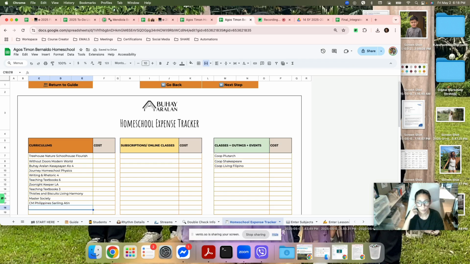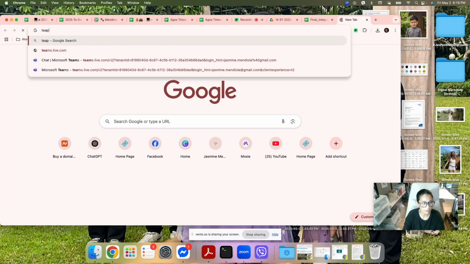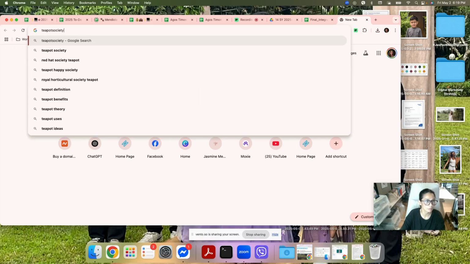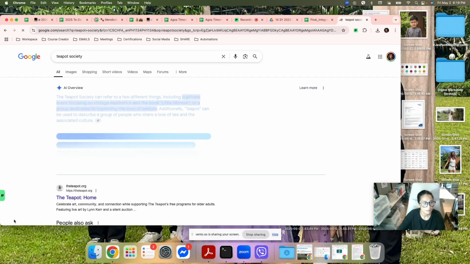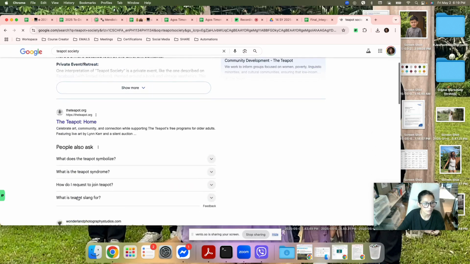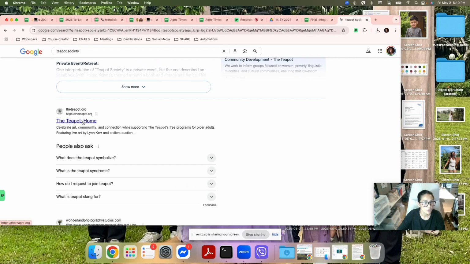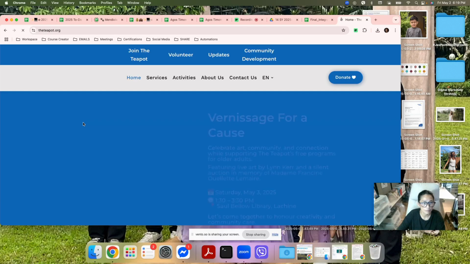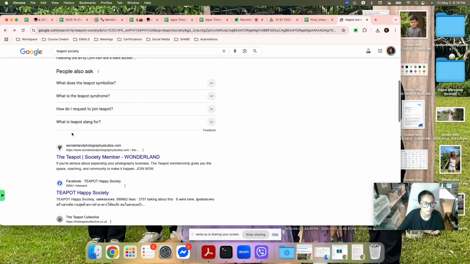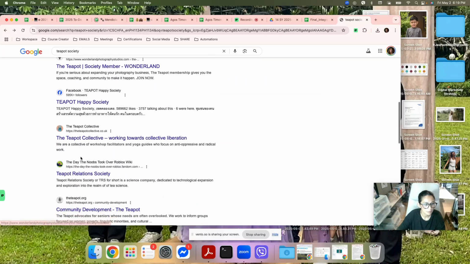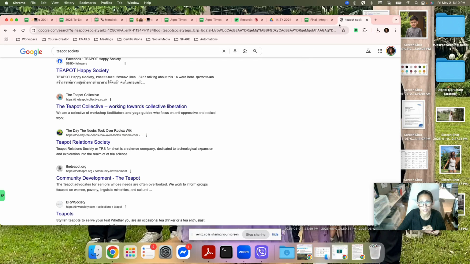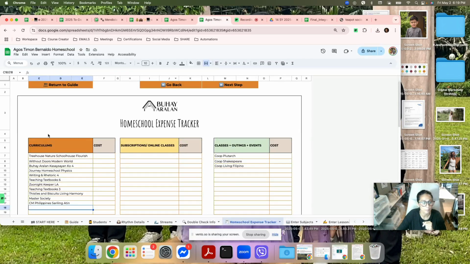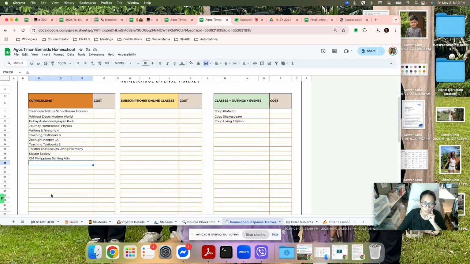And then ano pa ba? Music, art. For crafts, I forgot what we were doing for crafts. The Teapot Society. Ano nga ba yun? Here. Tama ba ako? Yes. So, we are doing, ay, mali. Oh, no. Okay, let me get back to you on that. But anyway, yeah, we have something for crafting here.